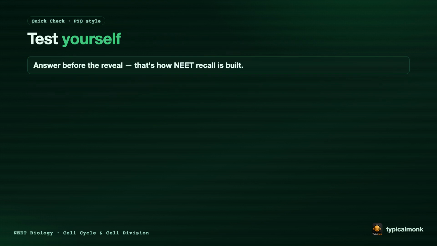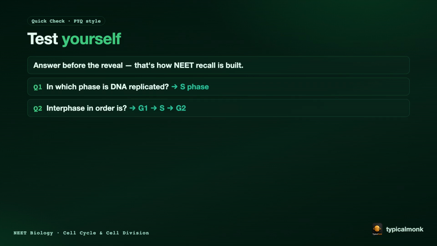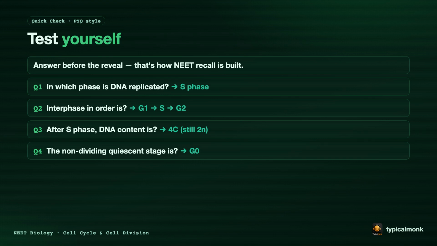Now, test yourself. Think of each answer before it appears. Answer first. That is how you build strong NEET recall. Question 1. In which phase is DNA copied? Answer: the S phase. Question 2. The correct order of interphase: G1, then S, then G2. Question 3. The DNA amount after the S phase? 4C, but still 2n. Question 4. The non-dividing resting stage, G0. Question 5. The longest part of the cell cycle, interphase.